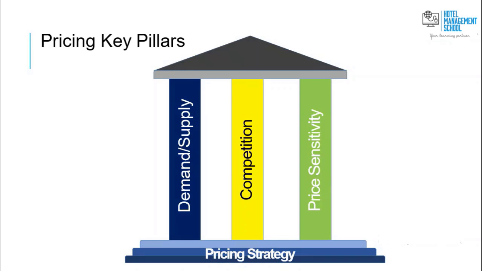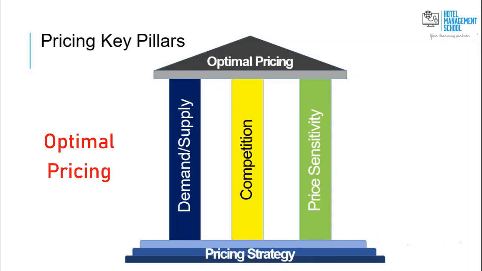So you cannot do that in any other way. And also it depends on the seasonal factors, it depends on the political factors, it depends on the loyalty, it depends on the value perception. So it depends on many factors. So the price sensitivity, the competition, and the demand and supply define the pricing strategy of the hotel. So then finally you will come to your optimal pricing. So that is your pricing decision.